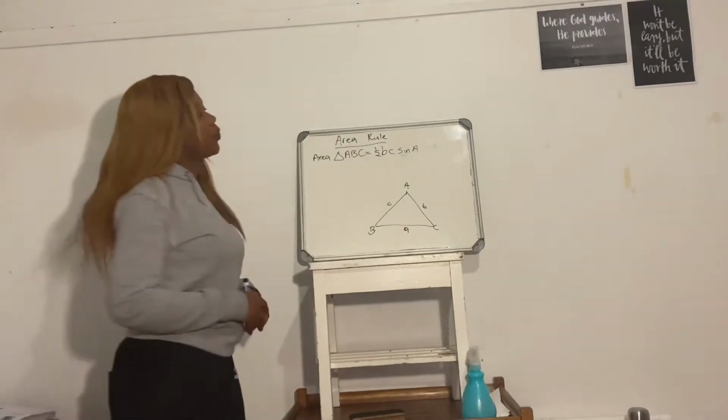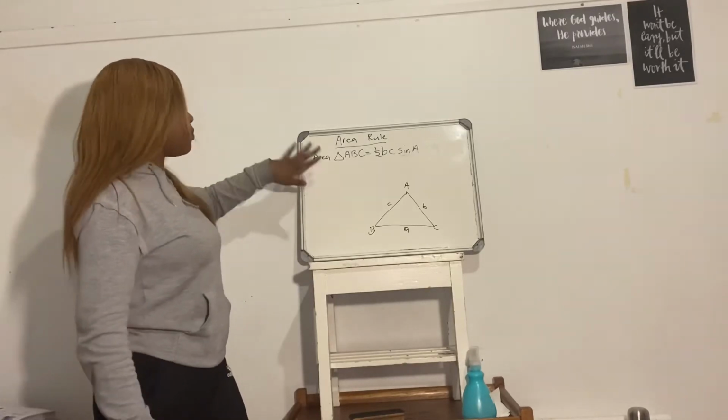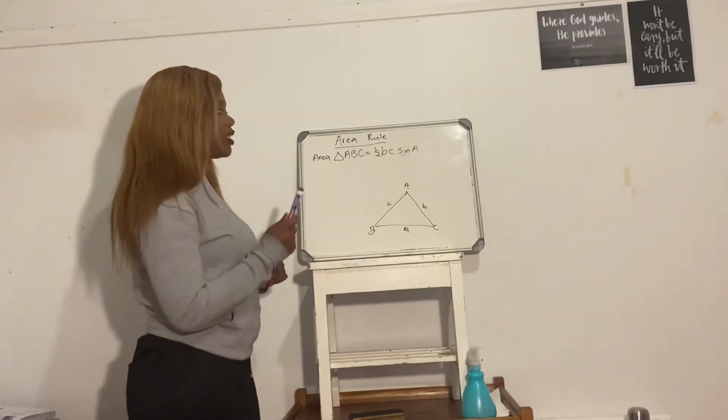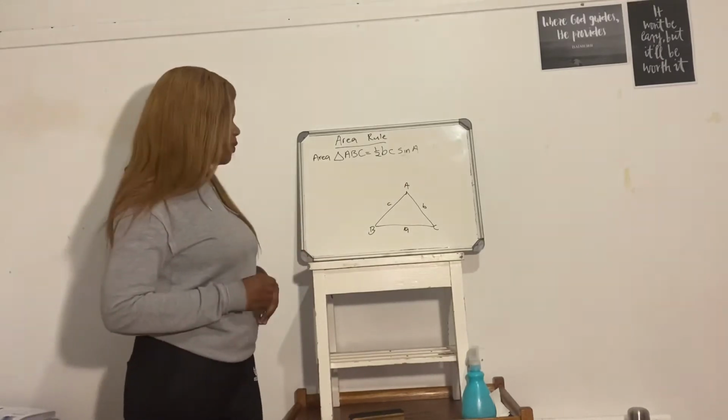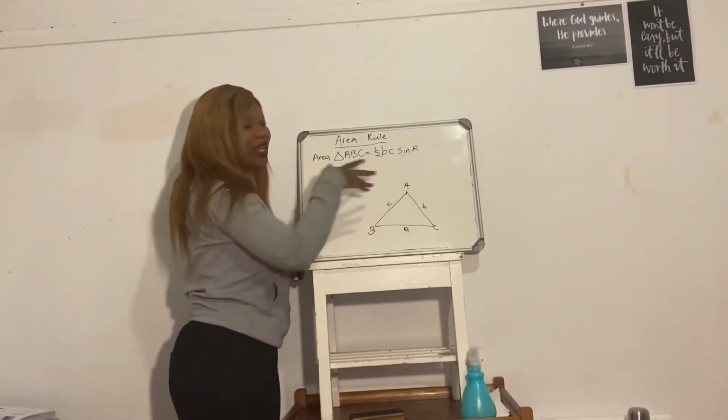Our final rule is the area rule. The formula is area of triangle ABC is equal to half bc times sine A. So we notice that they just take two sides and one angle.